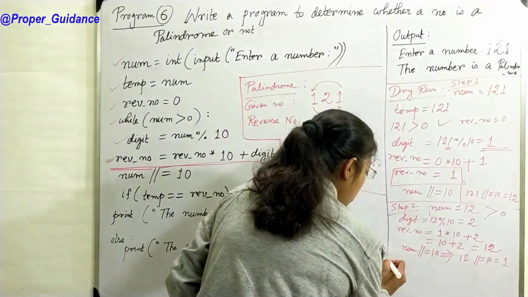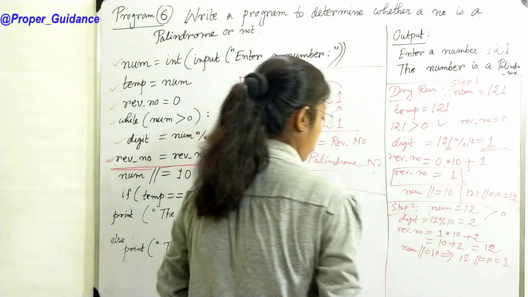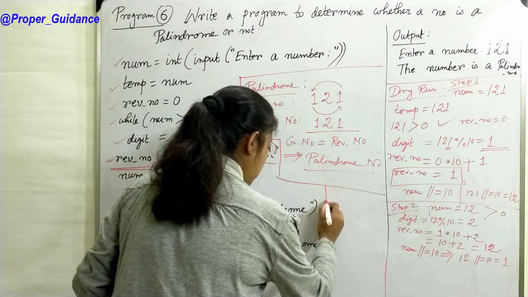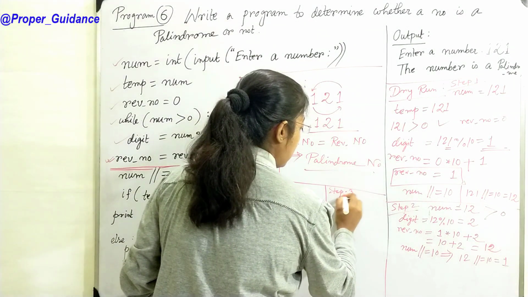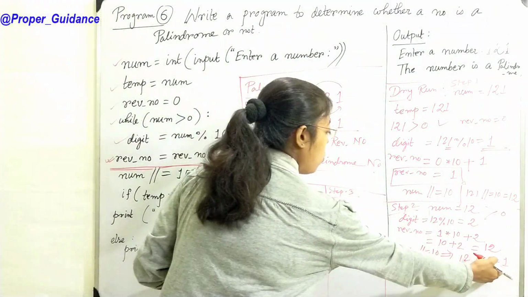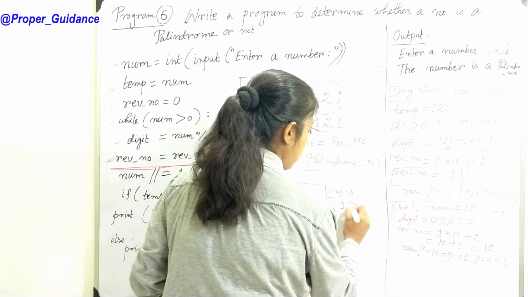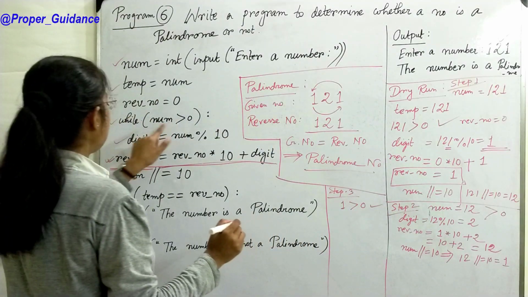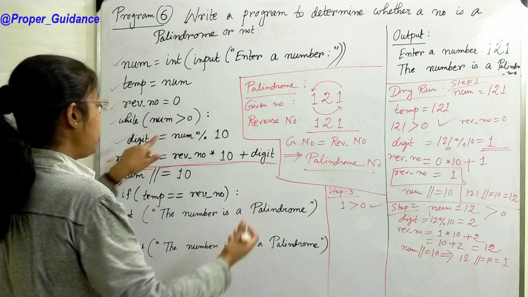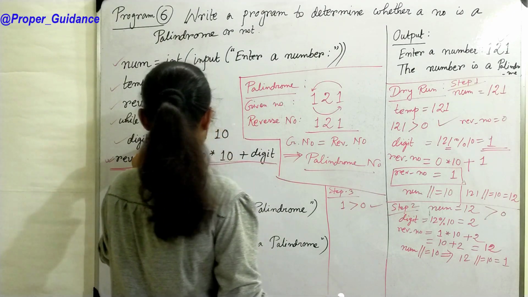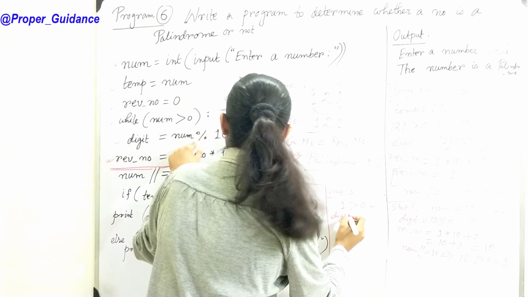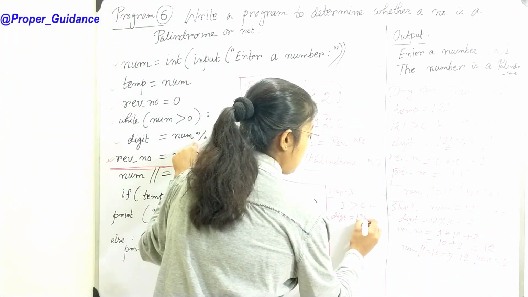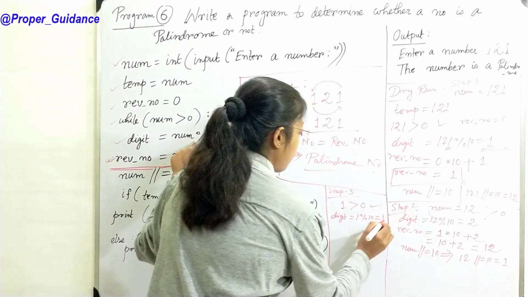Again 1 greater than 0. I am doing step 3 here. Step 3, num value 1. 1 greater than 0, right? The while loop starts again, and the digit value will be collected: 1 modulus 10, that is equal to 1.